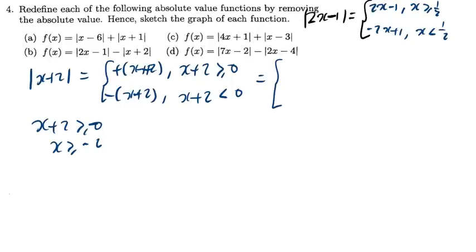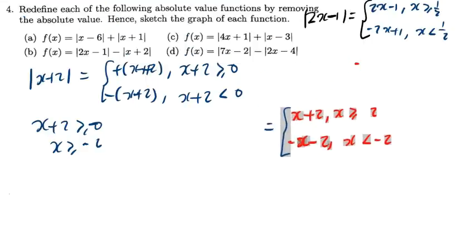We can clearly see that positive will not affect anything. So if I multiply by positive, it will be x plus 2, with the condition that x should be greater than or equal to negative 2. Then the next one will be negative 2, negative x, minus 2. The condition should be x is less than negative 2. I've redefined that one.